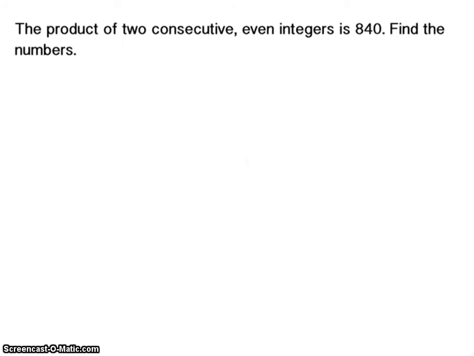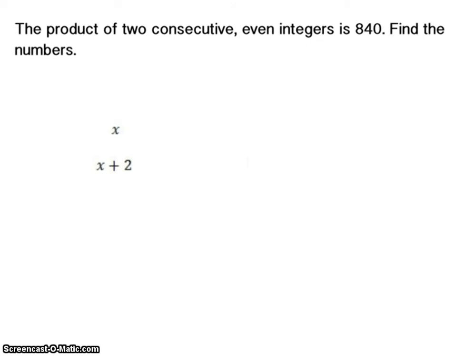Here's our next word problem. The product of 2 consecutive even integers is 840. Find the numbers. Now you know that integers are counting numbers. And this is saying that we have 2 even integers. They are consecutive, and their product, when we multiply them together, is equal to 840.